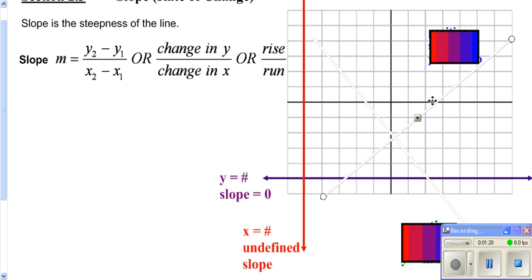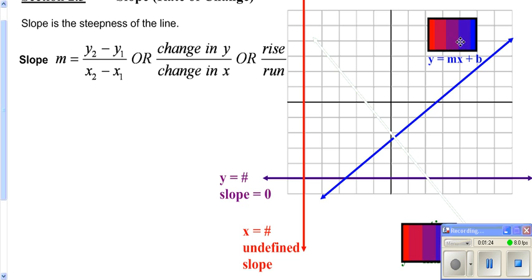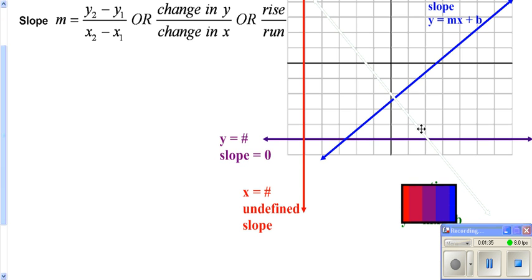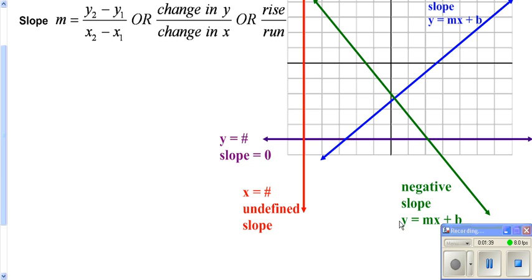If you have a diagonal line that goes up as you go to the right, your slope is positive, and the equation of your line can be written in the form of y equals mx plus b. If you are going down as you go to the right, your slope is negative, and it can also be written in the form of y equals mx plus b.